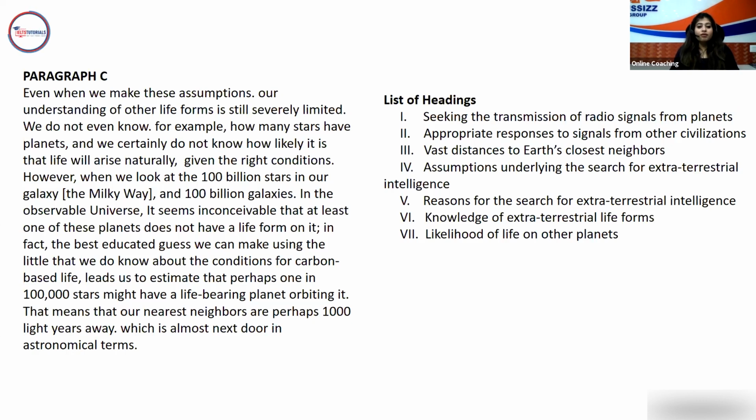Even when we make these assumptions, our understanding of life forms is limited. We do not know how many stars have planets. We certainly do not know how likely it is that life will arise given the right conditions. So basically, the first line is saying that the understanding of life forms is limited. We do not have an understanding of other life forms. The second is saying whether there is life on other planets or not. This is what the entire paragraph is talking about.